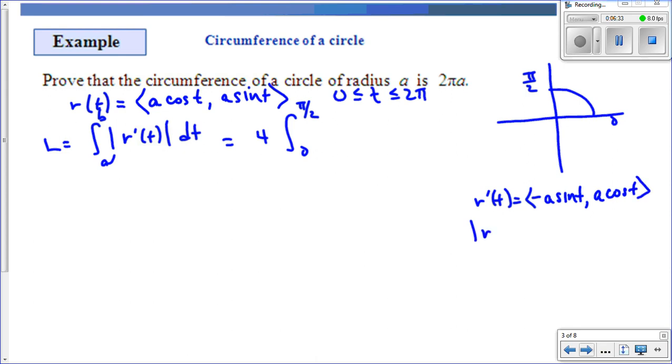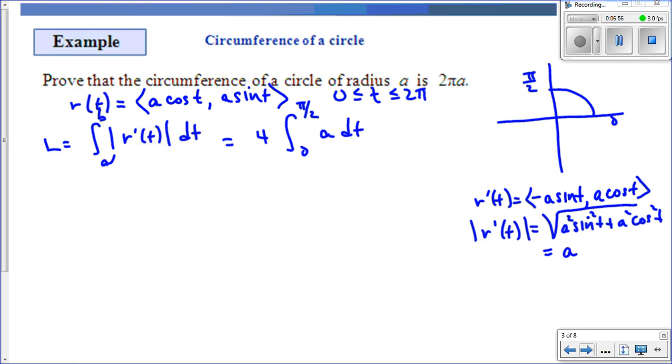The magnitude of r prime will be the square root of a squared sine squared plus a squared cosine squared, which is simply just a when you factor it and remember that sine squared plus cosine squared is 1. So our integrand ends up being just a.